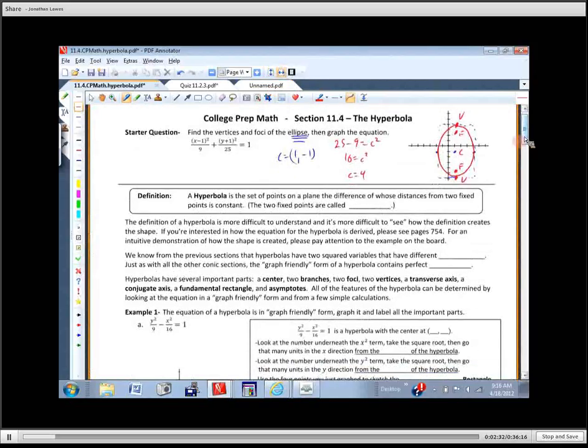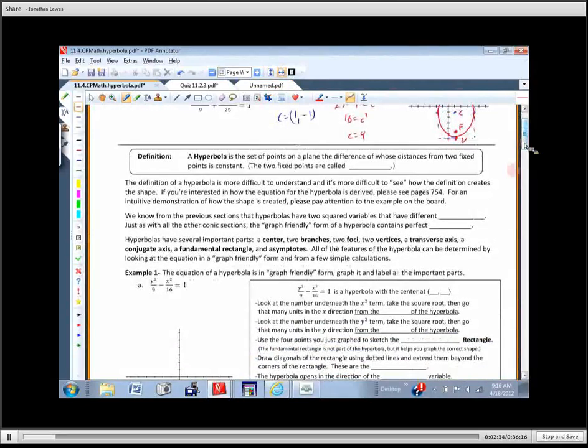Okay. So, let's talk about a hyperbola. So, here's the definition of a hyperbola. It's the set of points on a plane where the difference of the distances from two fixed points is constant. Okay, the two fixed points, again, are called foci, just like they are on an ellipse.